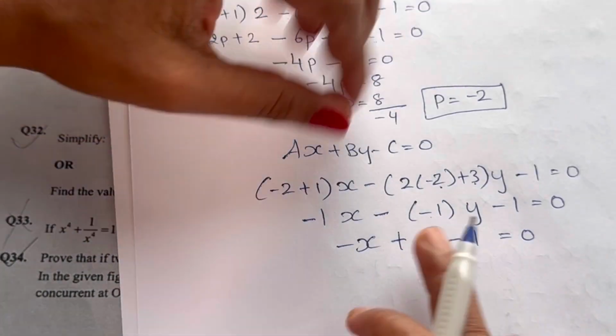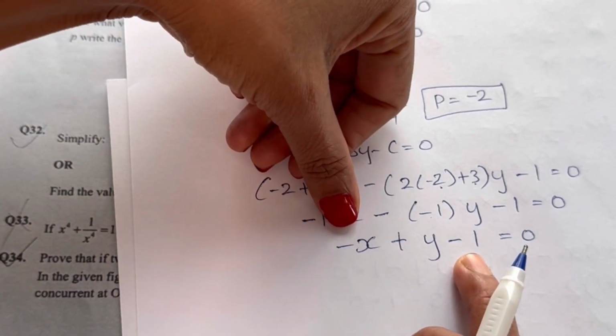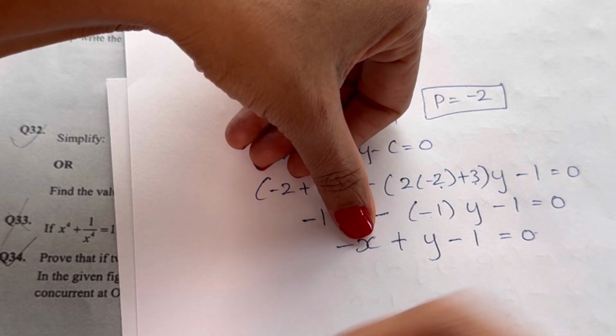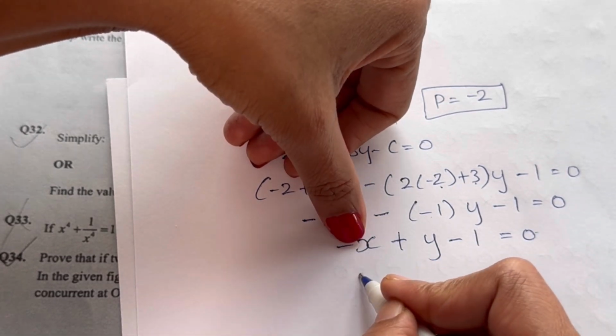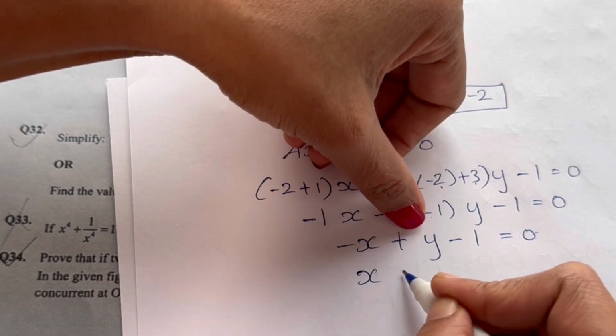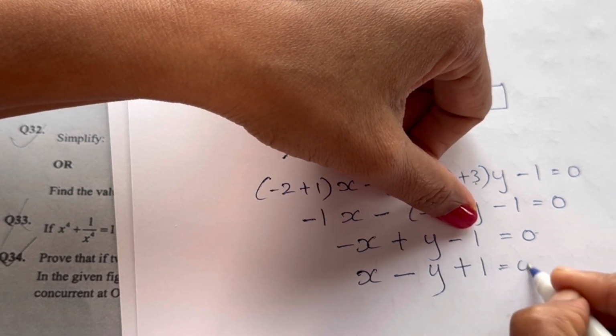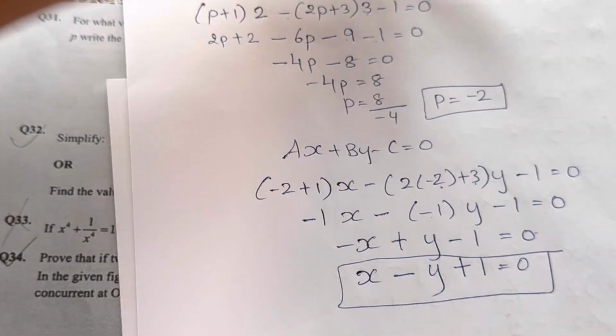And if you have to write in a positive equation, we can do it. Multiply the whole equation with a negative sign. So negative into negative will become positive. Then negative into positive, negative. Then negative into negative, positive. So this is the equation.